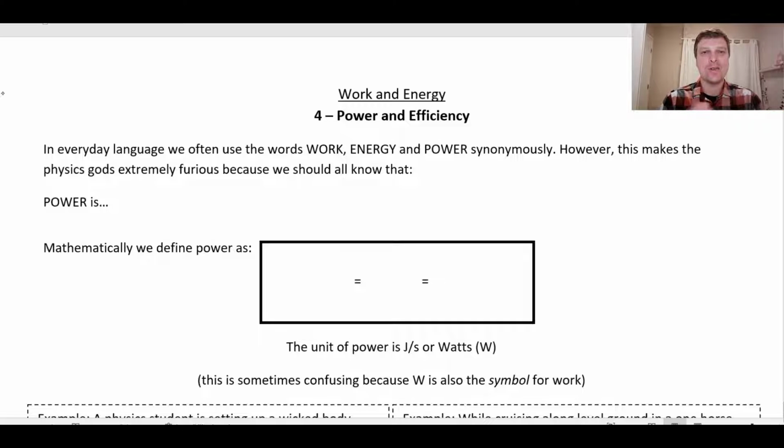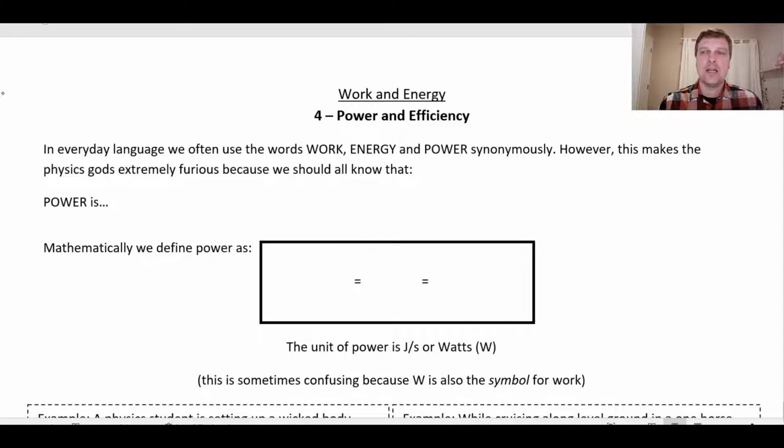We are continuing on with our lessons on work and energy, and today we are going to learn about power and efficiency. Now, power is one of these terms that in everyday language we use kind of synonymously with work or force or effort or energy, but in physics we have really specific definitions for things, and so we have to be careful what these mean.